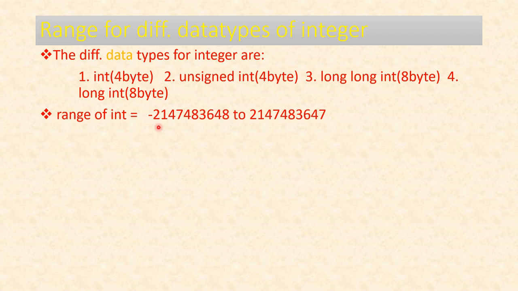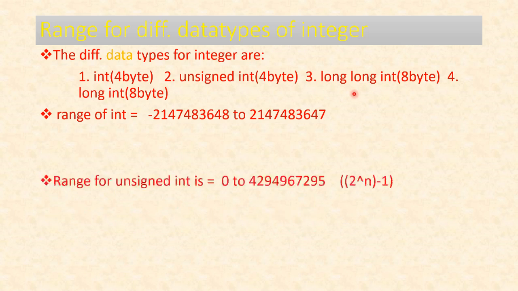Including the lower bound as well as the upper bound, we will be able to store in the variable. But beyond this value and this value, we will not be able to store in the int type. We need something bigger than int, which will be long int.